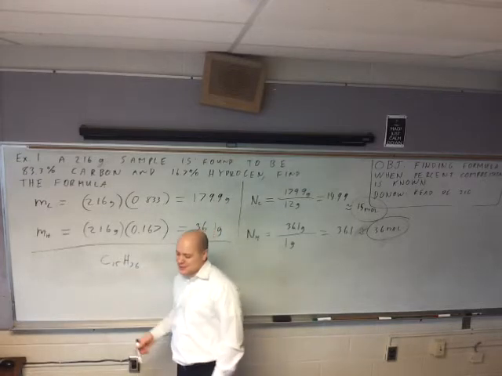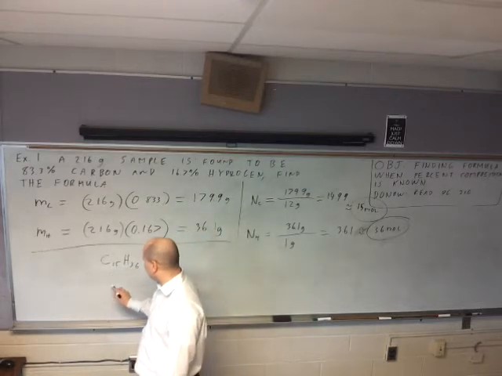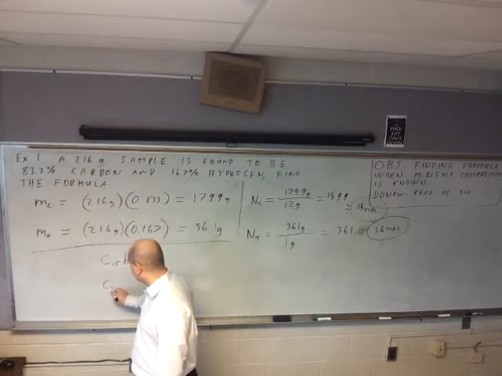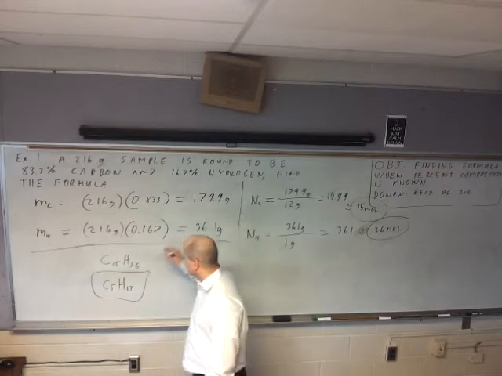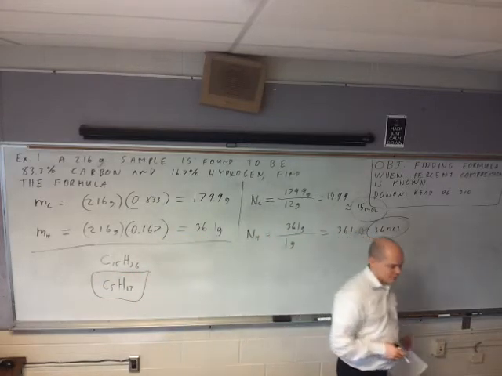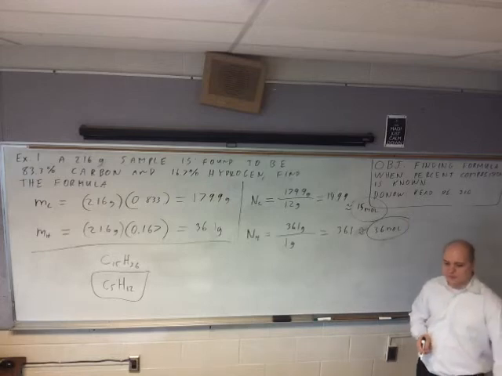All right, so let's divide both numbers by 3. What's 15 divided by 3? 5. So C5, what's 36 over 3? 12. So C5H12. That's our formula. That's it. That's done.